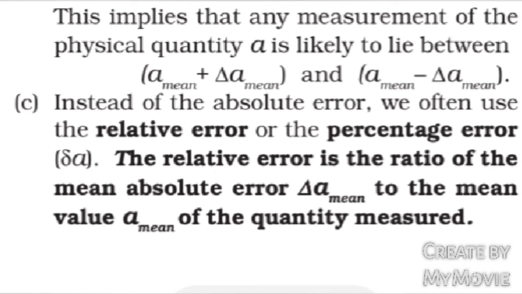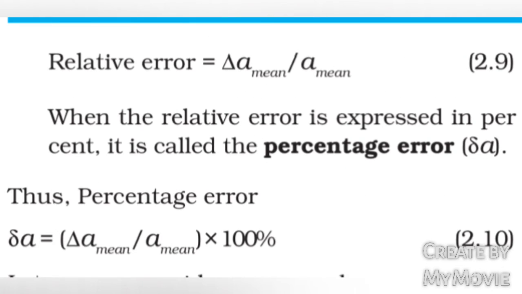The relative error is the ratio of the mean absolute error ΔA mean to the mean value A mean of the quantity measured. Relative error equals ΔA mean divided by A mean. When a relative error is expressed in percent, it is called percentage error, small δA. Thus, percentage error δA equals ΔA mean divided by A mean.